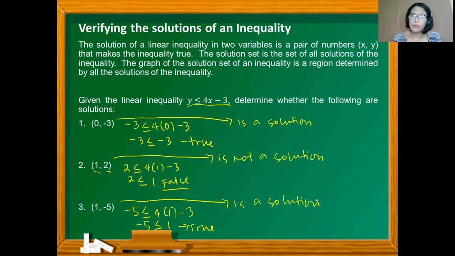So verifying whether the point is a solution can be done by substituting the coordinates to the inequality. And if it turns out to be a true statement, then that point is considered a solution of the inequality. So we will proceed to graphing the inequality.